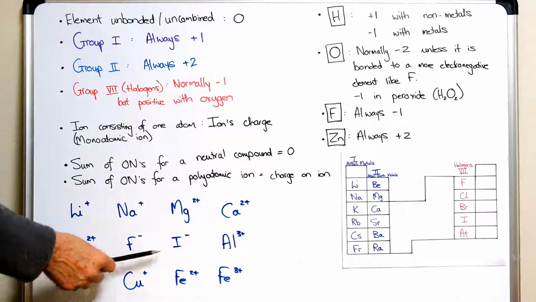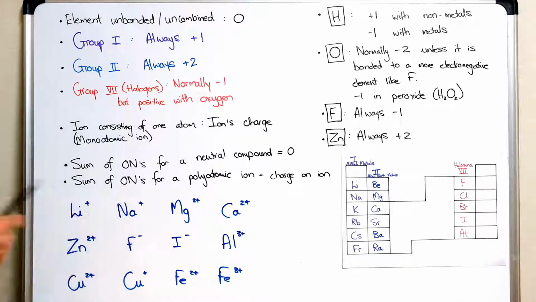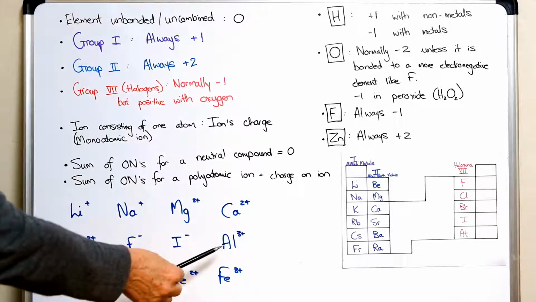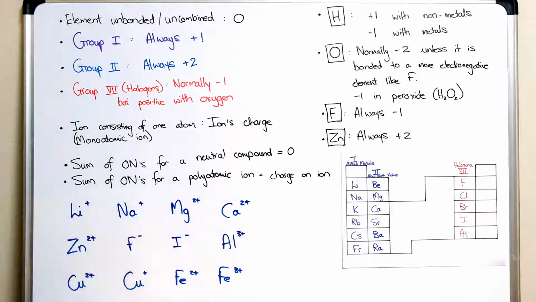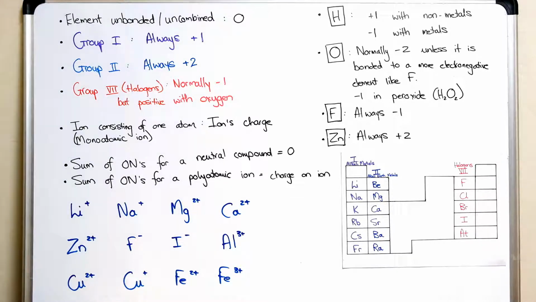Fluorine, group 7, and iodine, when they form ions, the fluoride ion and the iodide ion, will have oxidation numbers of -1. Aluminium is in group 3, so it is 3+. Now, certain elements can have more than one oxidation number. Copper, for example, can have an oxidation number of 2+ or 1+. Iron can have an oxidation number of 2+ or 3+, just like their ions can have different charges.